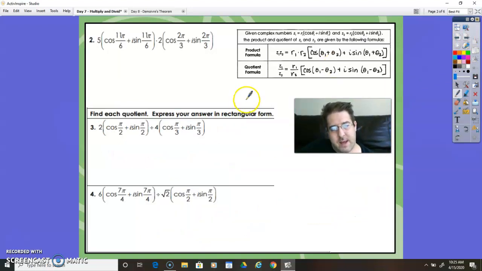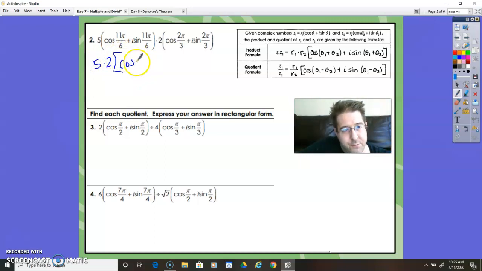Okay, let me do one more example of those, and then I'll go to quotient, which really is doing the exact same process, only using the other formula. Okay, so it's 5 times 2 times cosine of 11 pi over 6 plus 2 pi over 3. And then it's going to be plus i times sine of the exact same two angles, 11 pi over 6 plus 2 pi over 3.